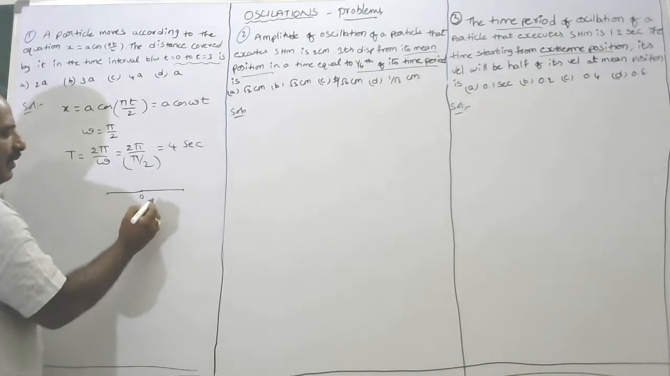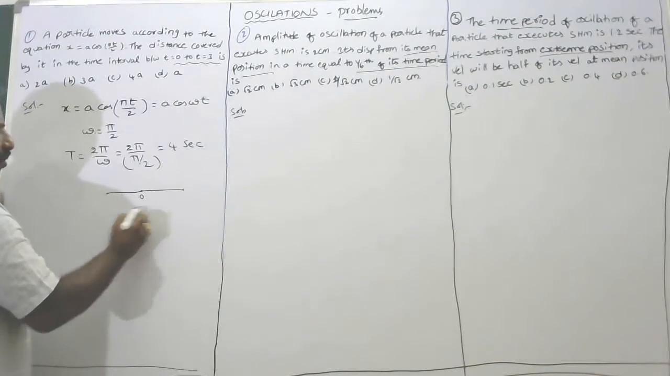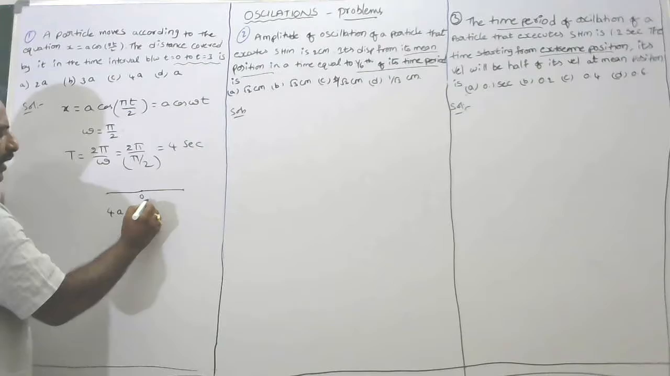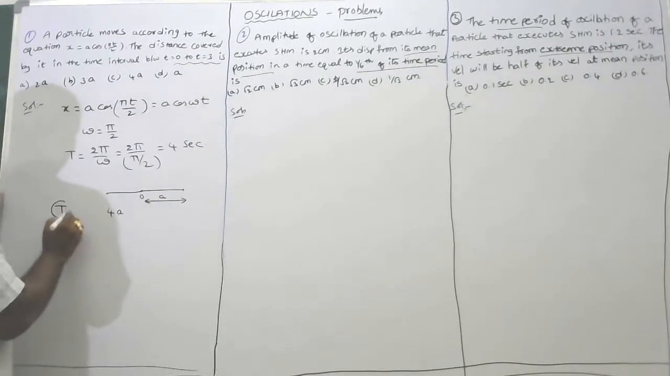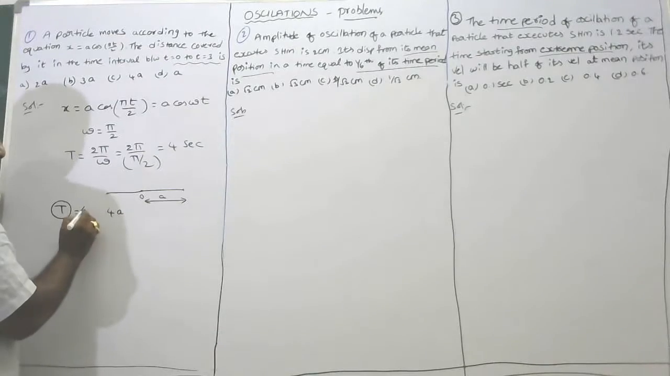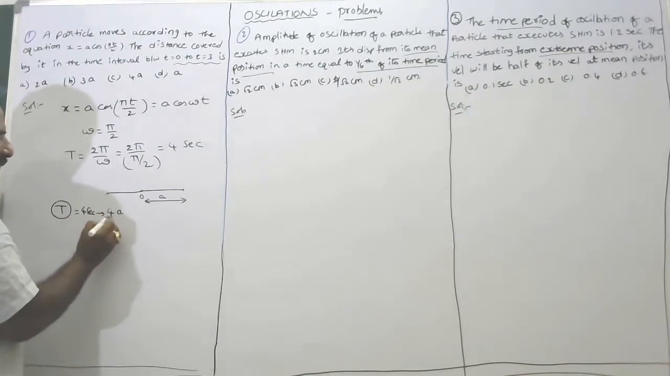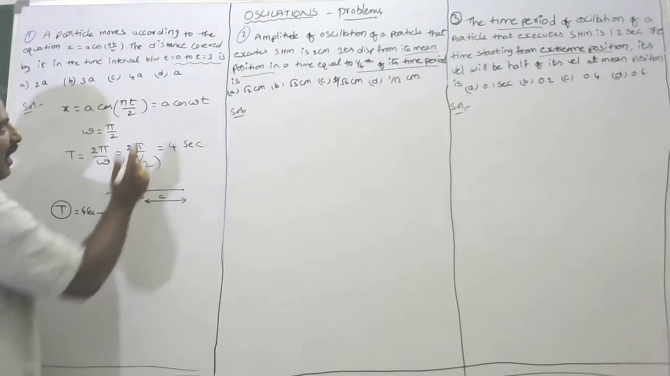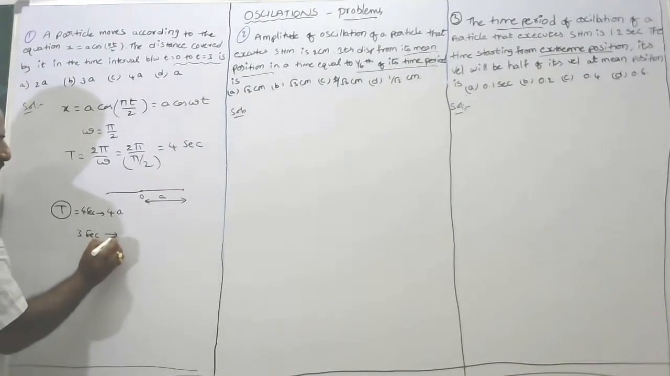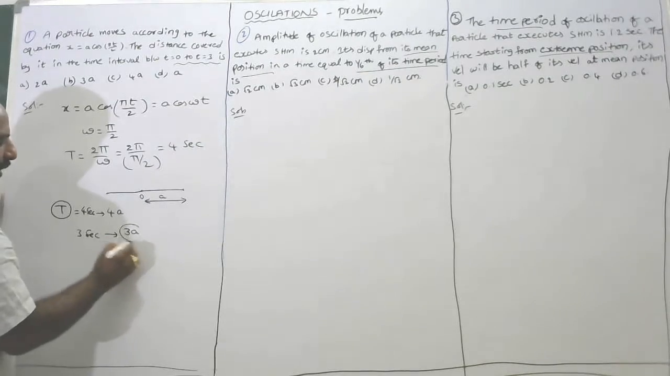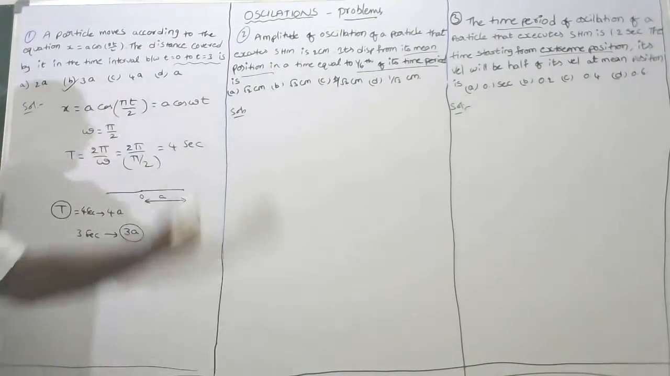In such a case, it travels a total of 4a distance. Here a is the amplitude or maximum displacement. In the time period capital T, that means here 4 seconds, the particle completes 4a distance. But I want here 3 seconds only. In 3 seconds, the particle travels 3a distance. It is clear. So option D is correct.